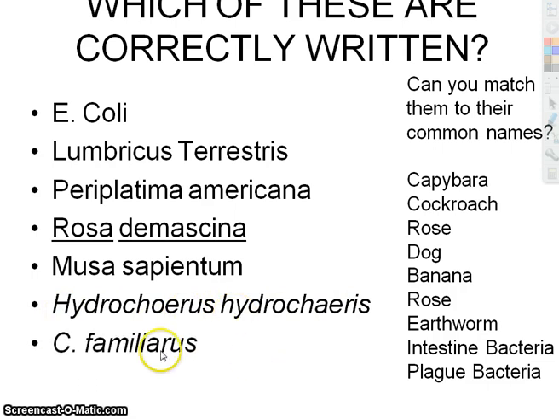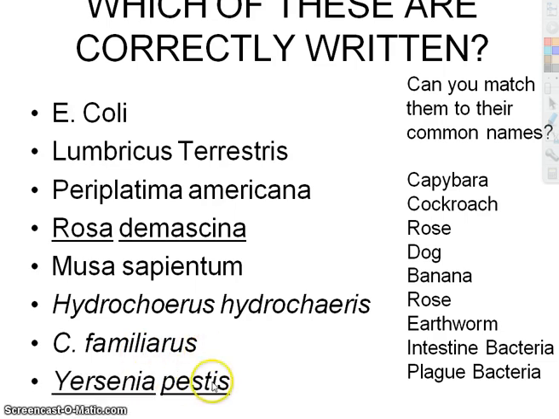C. familiaris, this would be fine if somewhere prior they had actually said what this stood for. This is actually Canis familiaris. The fact that it's in italics is fine. And then Yersinia pestis, there's a problem with this one, and that is that it's both italics and underlined, and you choose one or the other. For fun, you can match them up. I'm not going to give you the answers.